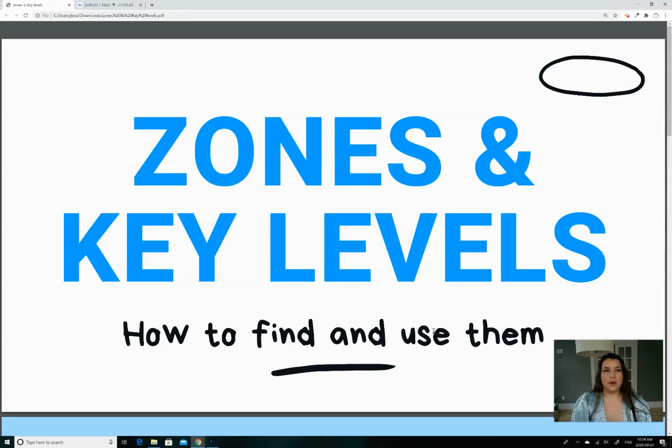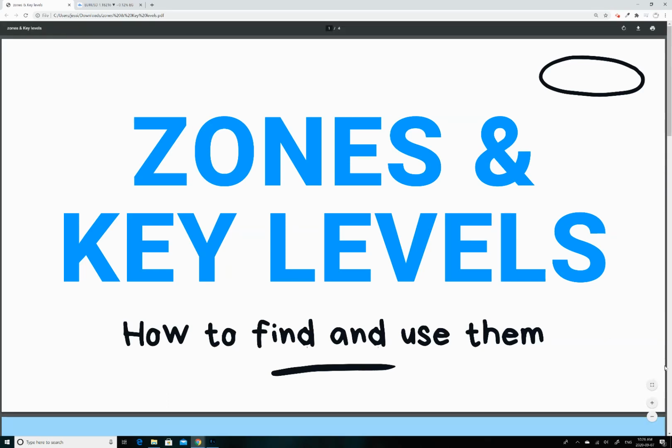Today we are going to be looking at zones and key levels, so looking at the difference between them. Is there a difference? How to find both and stuff like that. It might be a little bit longer of a video, so just keep that in mind, but I'll try to keep it as short and sweet as possible. And yeah, we'll just get right into it.